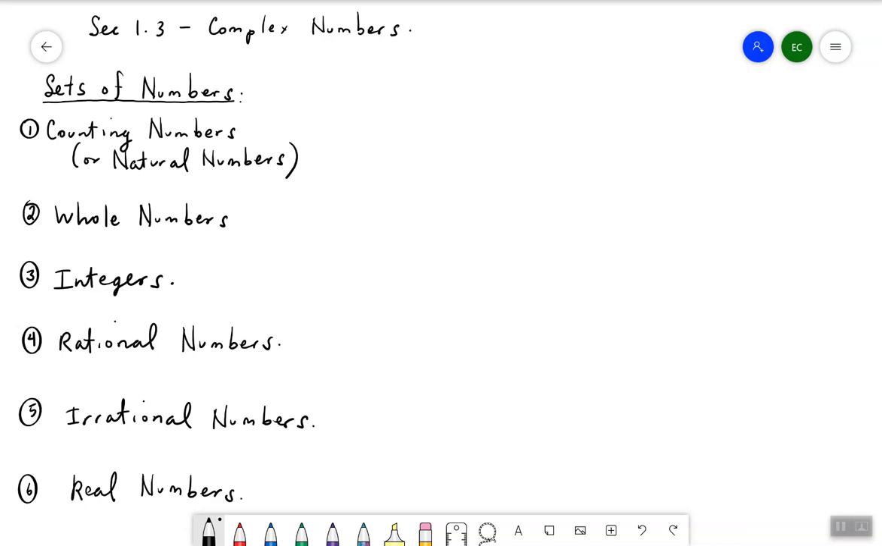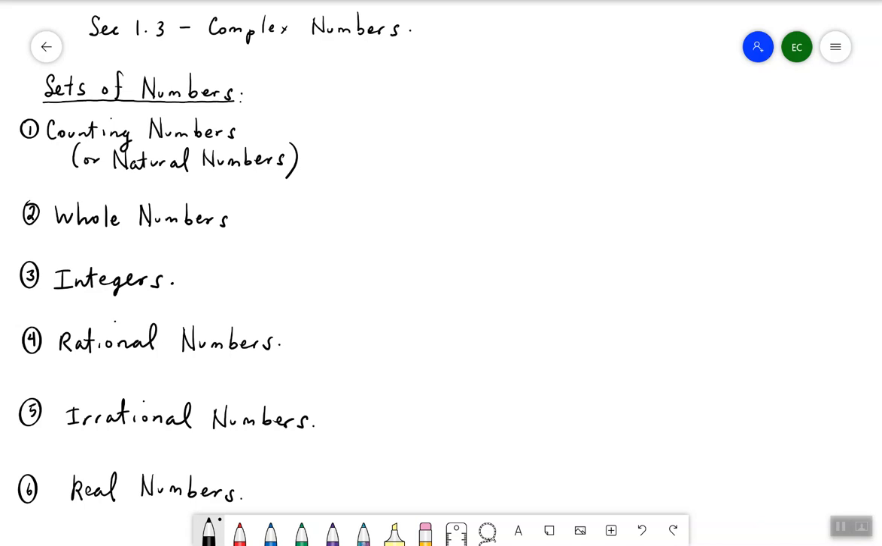So I'd like to finish section 1.3 by talking a little bit about sets of numbers and how we classify numbers, or how we organize numbers. Just the same way that a biologist organizes living things according to species and genus and family and so on, a geologist would classify rocks or organize rocks as igneous or sedimentary or metamorphic.